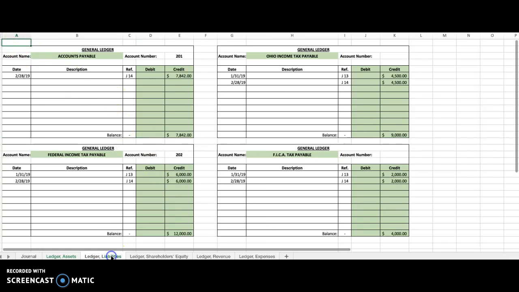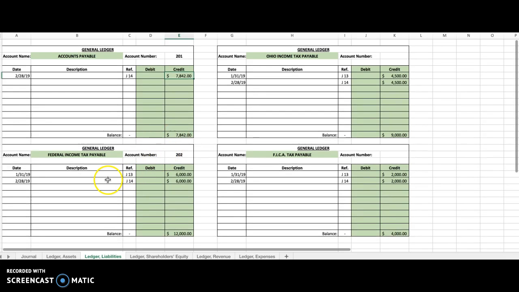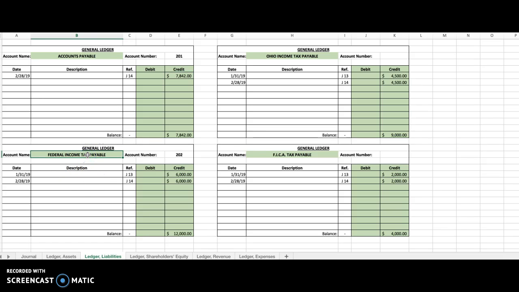Let's look at liabilities. This will be a bit different. First of all, you have an accounts payable at the end of February. We owe $7,842. It's a liability. We owe it. That's the balance. But we have three new liability accounts in this particular business that we had not had in previous topics. Account number 202 is federal income tax payable. That's the number 202 for this business.